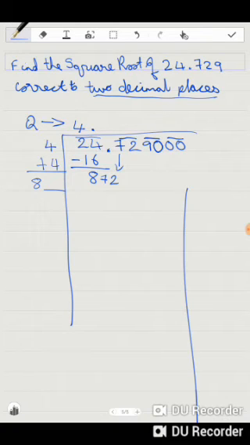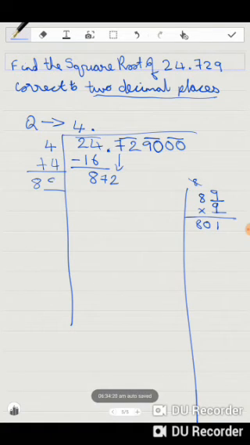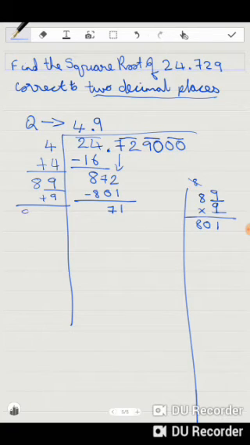So I ask myself, 8 dash into dash should give you a number less than or equal to 872. 9. So that's the largest digit that we can put. So 9 9s are 81. Carry 8. 9 8s are 72 plus 8 is 80. So I get 89 into 9 is 801. So I subtract it, I get the remainder as 71. I add 9 to itself and I get 98 and I leave a blank.